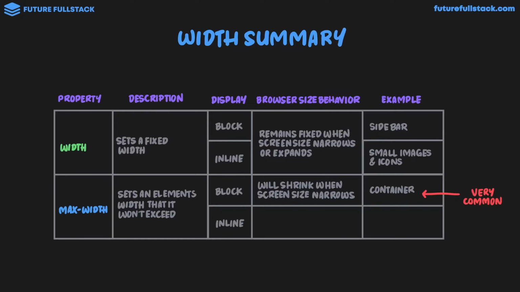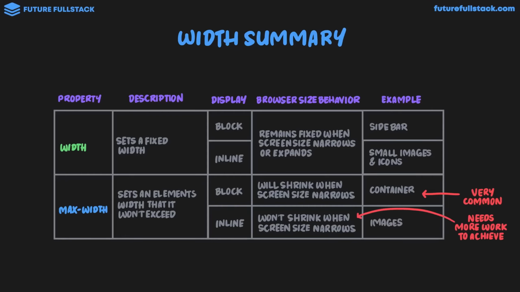For an inline element, we saw that by default it won't shrink when the screen size narrows, and we had to do some extra work by applying width 100% so that it did reduce as the screen size narrowed. An example of using max width on an inline element is images, and again we saw this needs more work to achieve.